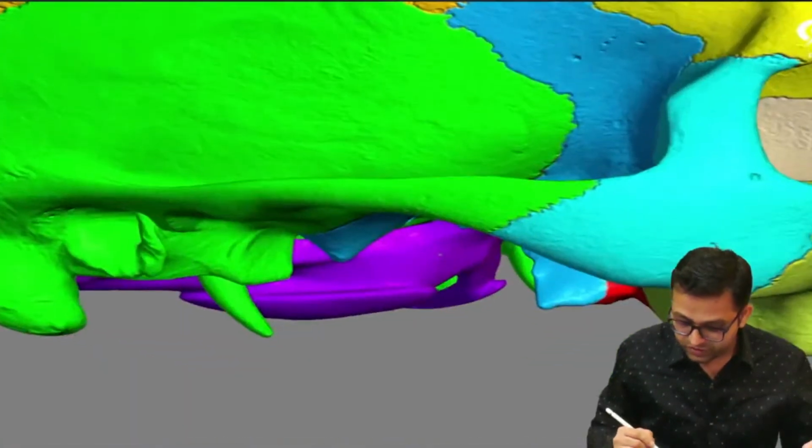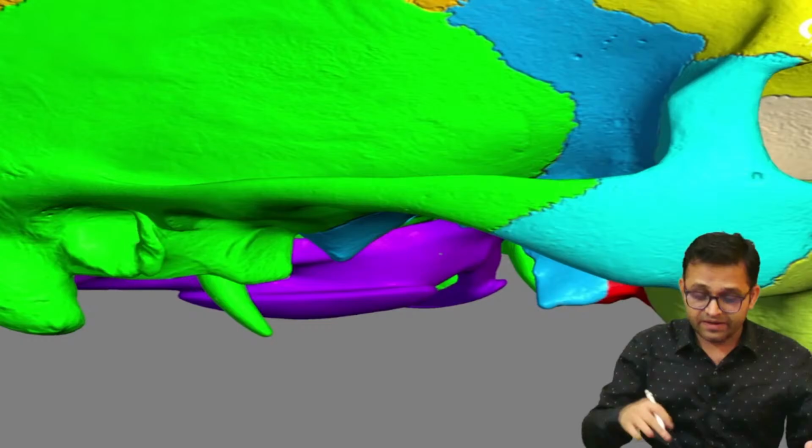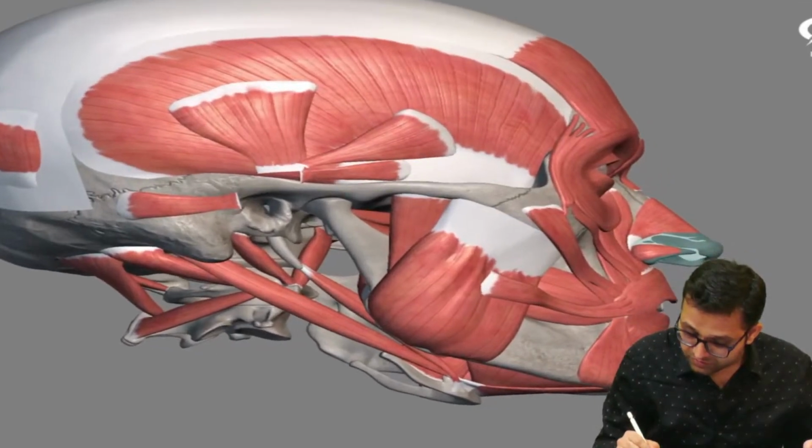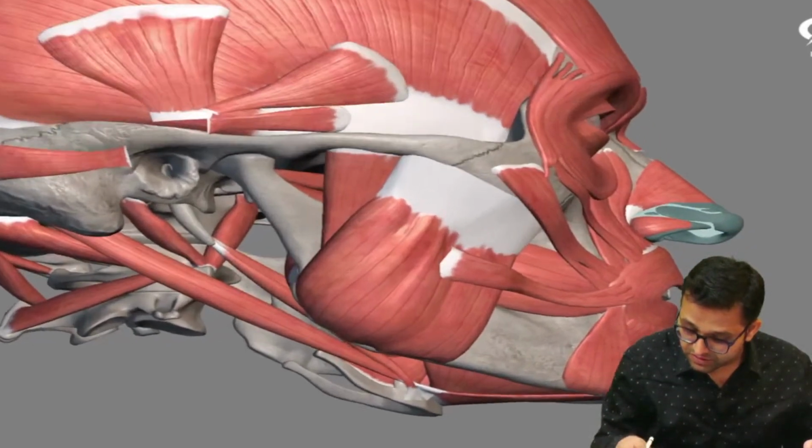I am trying to find a few beautiful three-dimensional anatomy images. Can you observe here? Look here. Can you observe this muscle? Look at this part.